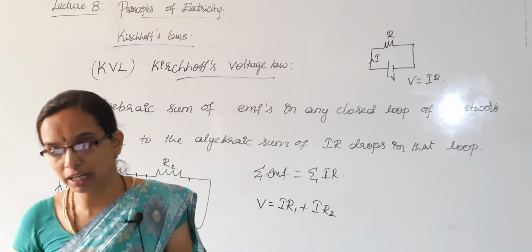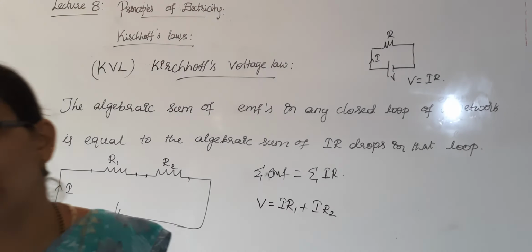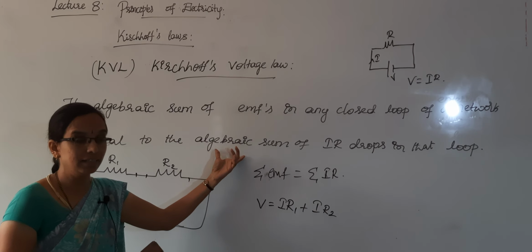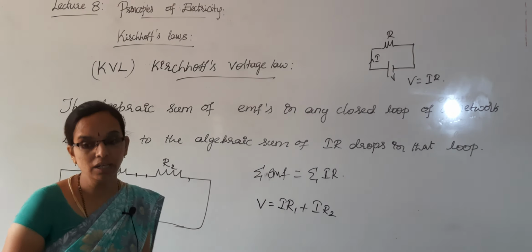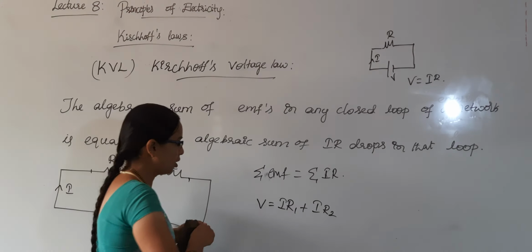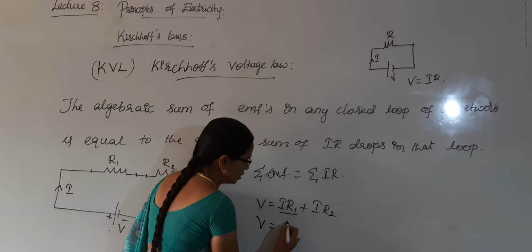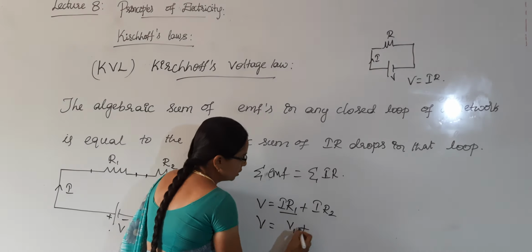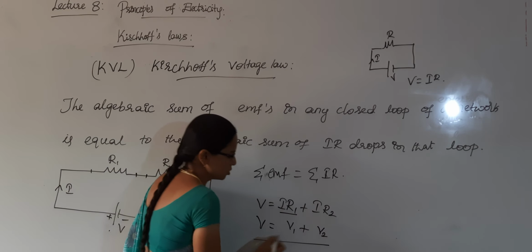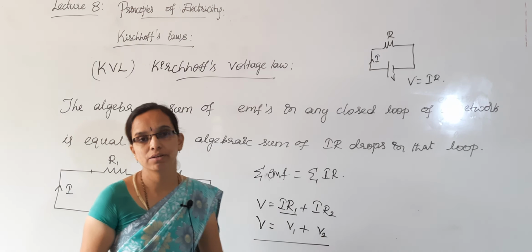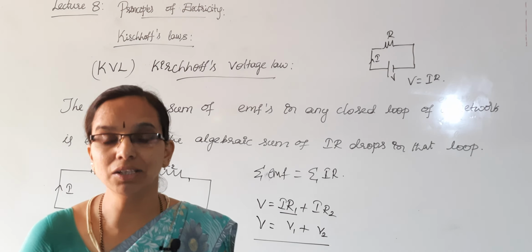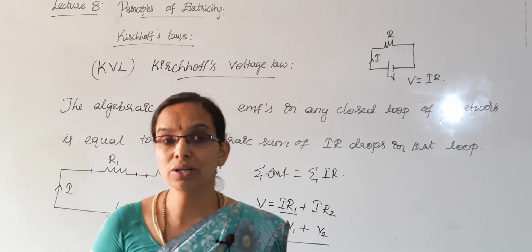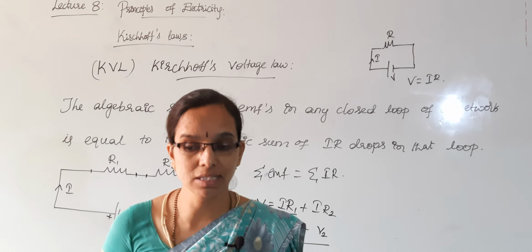Okay, this is what KVL is. They may ask you for 2 marks or 3 marks. You have to write down the circuit and you have to write the statement as well as the expression, then only you will get full marks. This can also be written as: IR1 is nothing but V1. If I call the voltage drop across R1 as V1, and the voltage drop across R2 as V2, then V is equal to V1 plus V2. Okay. In a series circuit, voltage divides among the resistors, whereas in a parallel circuit, current divides. Okay, that we will study in further classes.